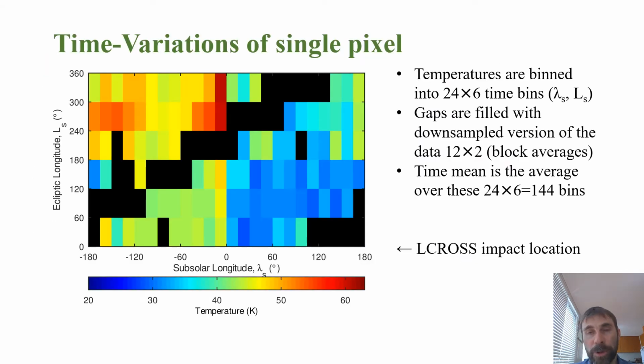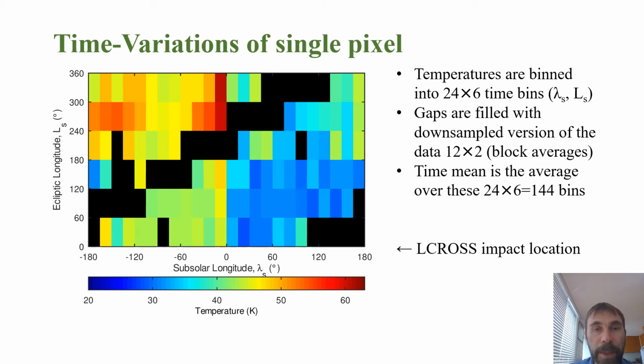Oh, I should add, what I showed here was the South Polar region, pole to 80 south. So now here, this is data for one spatial pixel divided into 24 times 6, so it's 144 time bins. And the seasonal bin is the ecliptic longitude here on the vertical, and the fifth bin is summer solstice, and the horizontal is subsolar longitude, which is linearly just shifted from local time by a fixed constant.